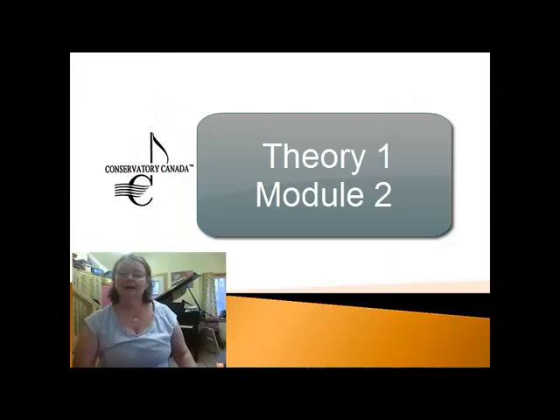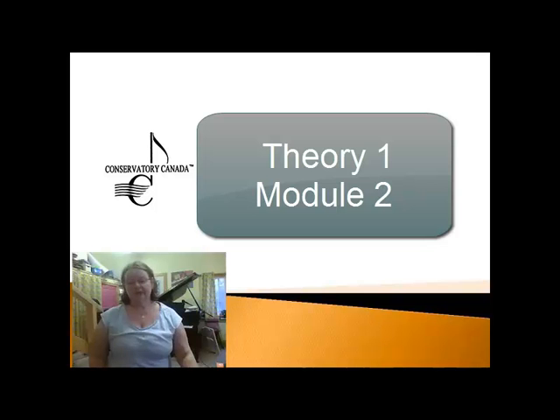Hi again, everybody. Last time we talked about things like the treble clef and the bass clef, how the notes on the staff relate to the keyboard, how to use ledger lines, and bar lines, and what bar lines mean and how to use them as well.